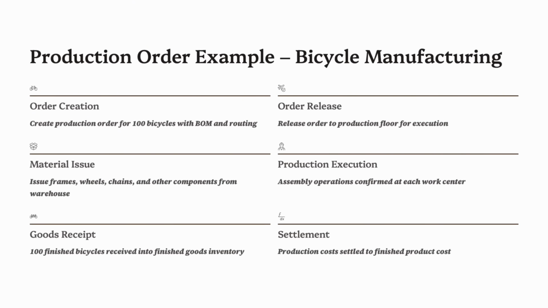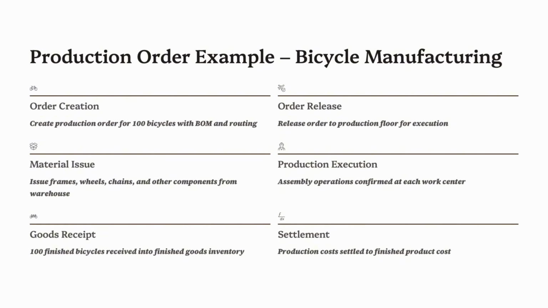Part 7. Real-life example, scenario. To make this process more practical, let's walk through a simple real-life example. Producing bicycles in SAP PP. Order creation. The production planner creates an order for 500 bicycles. SAP automatically pulls in the BOM, which lists frames, wheels, tires, chains, and handlebars. Order release. Once released, the system generates reservations for the required raw materials.